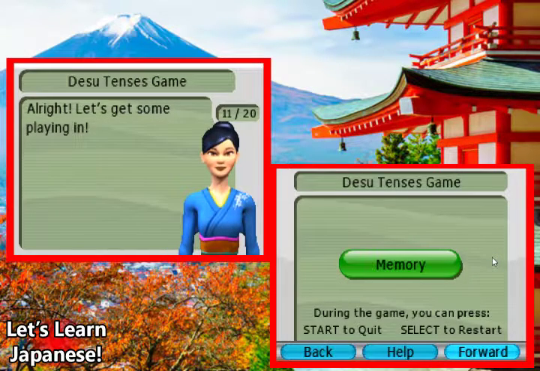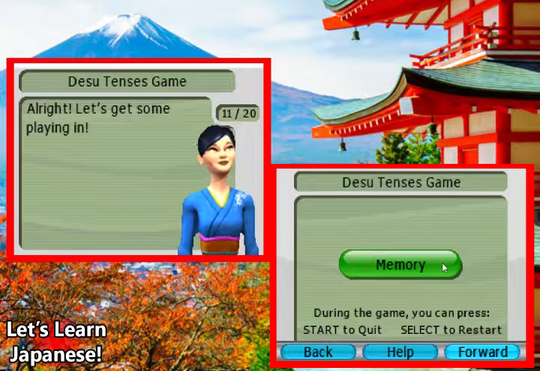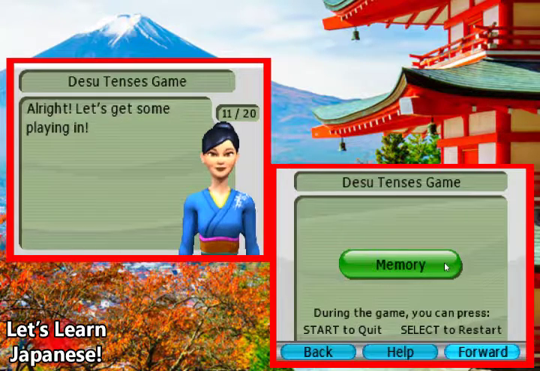Alright. Memory. All alone in the moonlight. Okay. We can recreate that fire from last time. Okay.